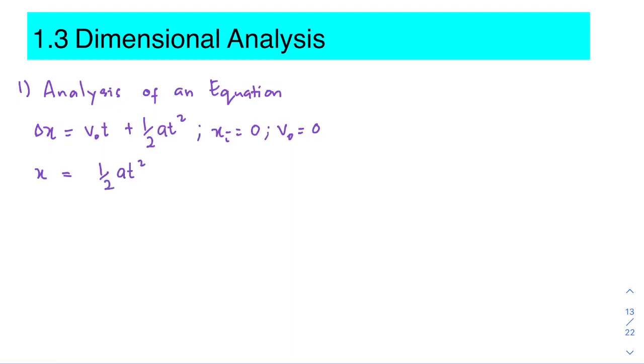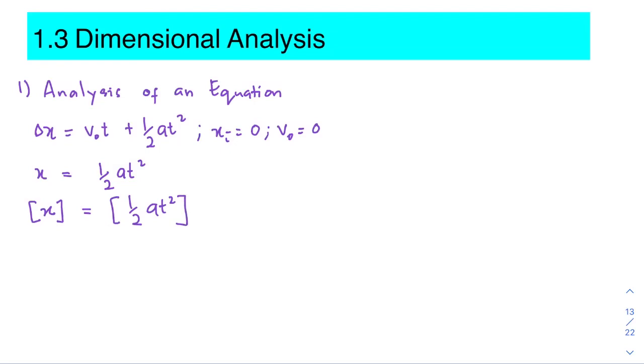From this expression, we want to know the units. We want to do the analysis of an equation. What are the units of x, let's say? Now we are going to use the dimensional symbol. The step is that we are supposed to put a bracket. This is a must. Brackets mean that we are now using the dimensional analysis process. Equals half a t squared, in brackets as well.